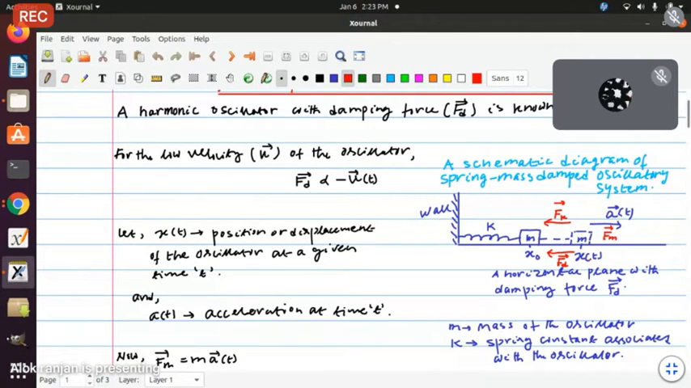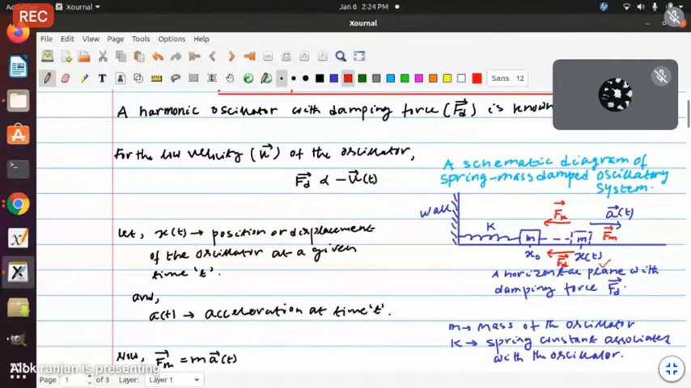Let's say for a given instant of time t, which is random since it is any time, the oscillator is found here, at x of t. Now what will happen? We have a spring force which acts in the left direction, and then the damping force, because the oscillator is moving in the right direction, will act in the left direction, assuming the oscillator continues to move along the right-hand direction.